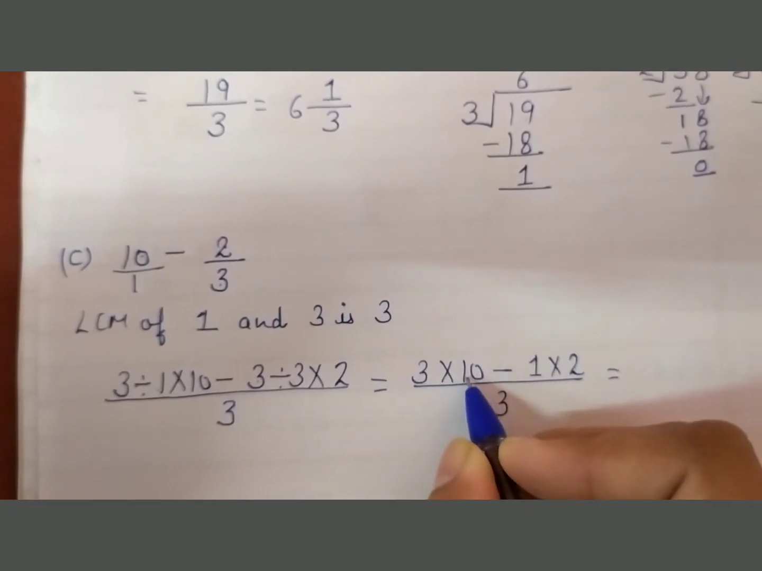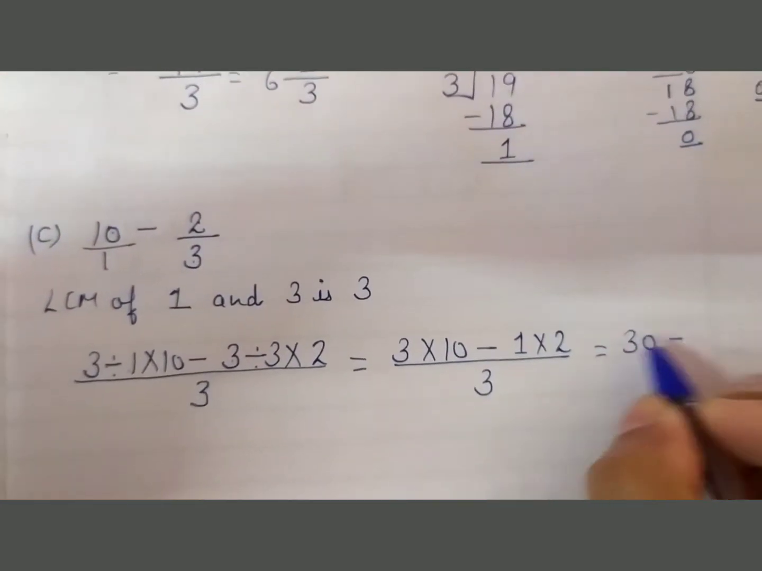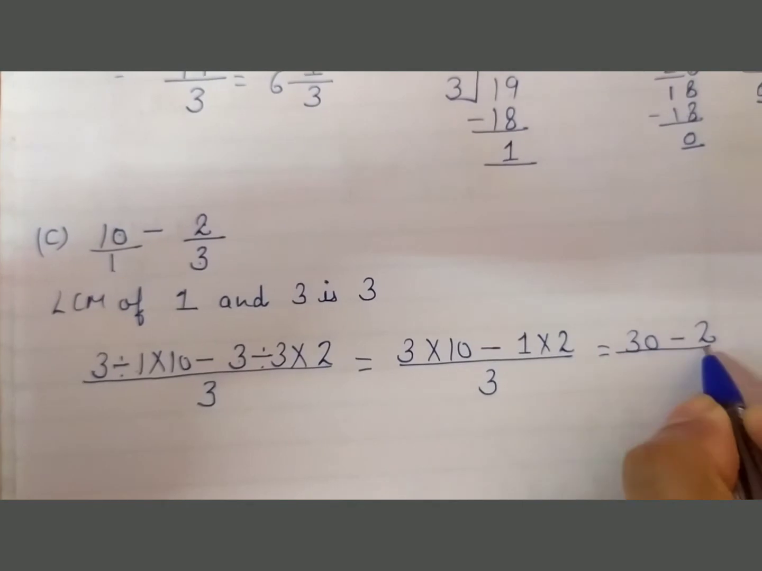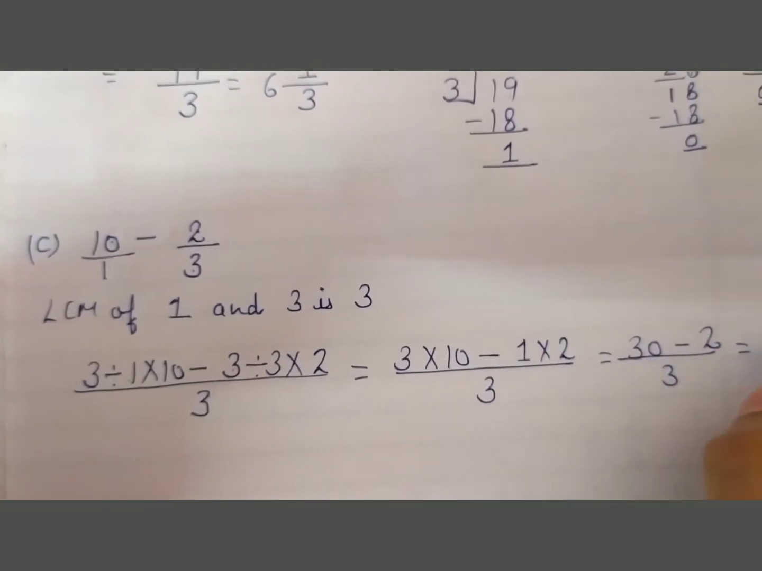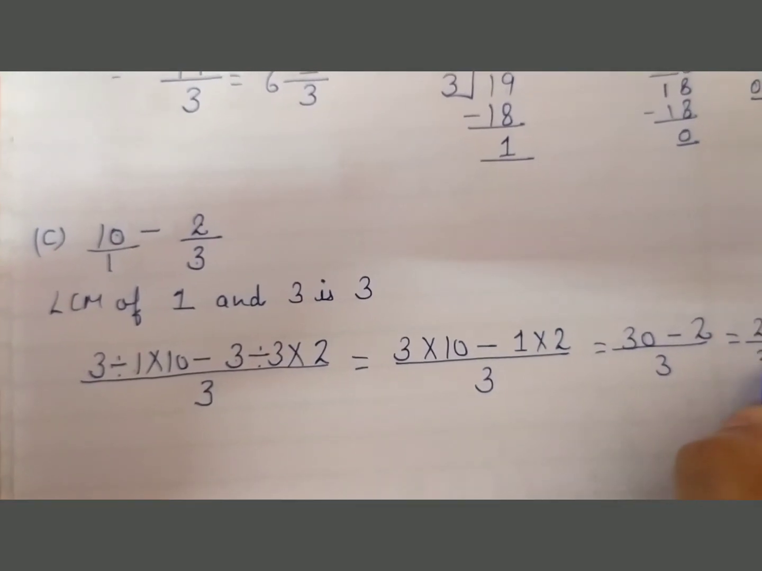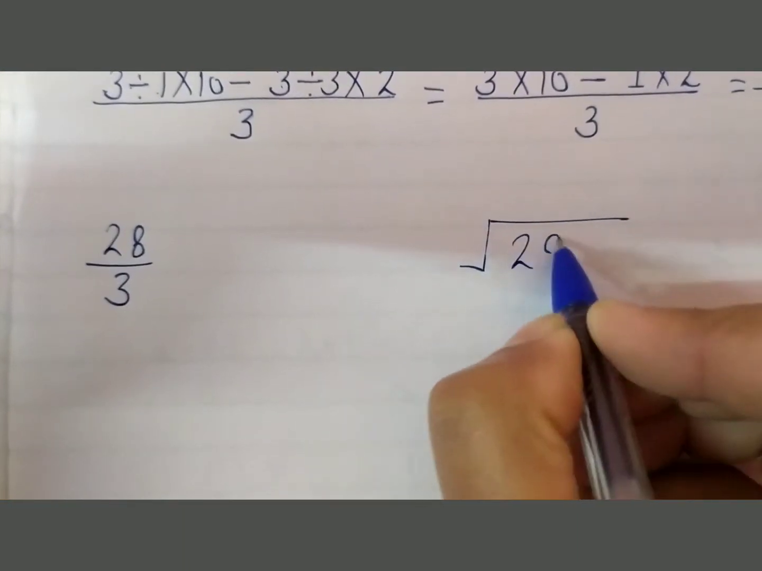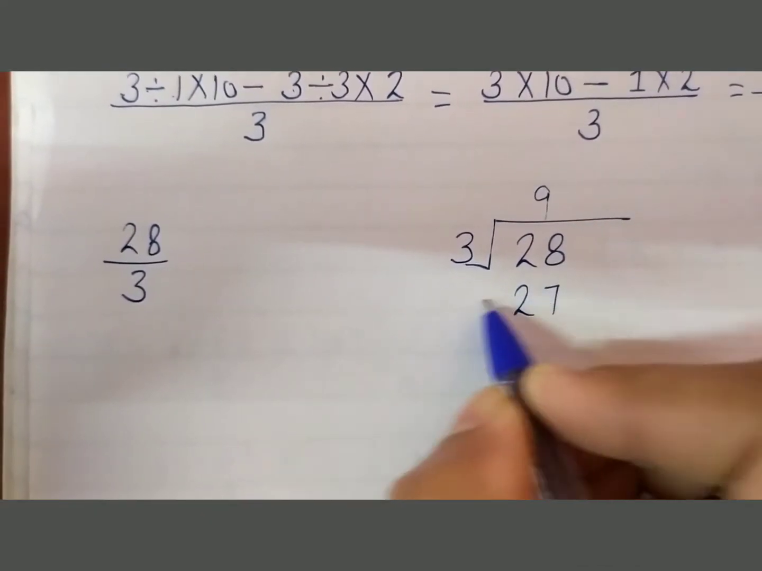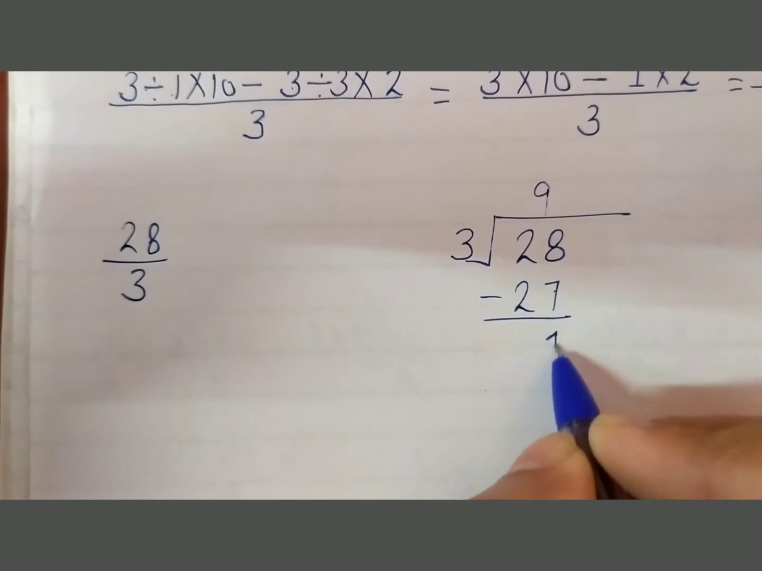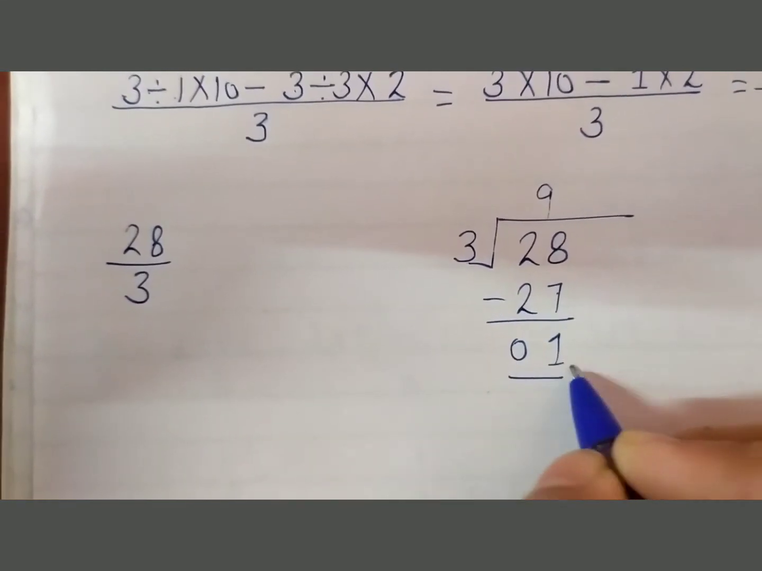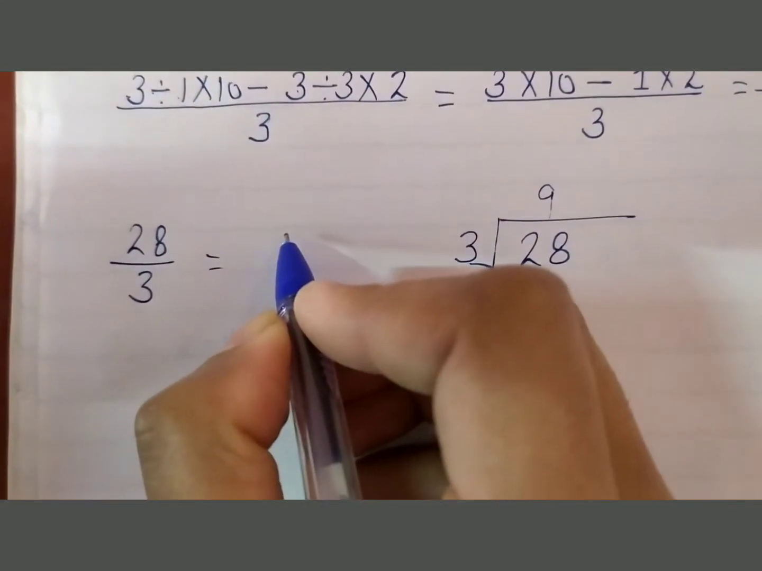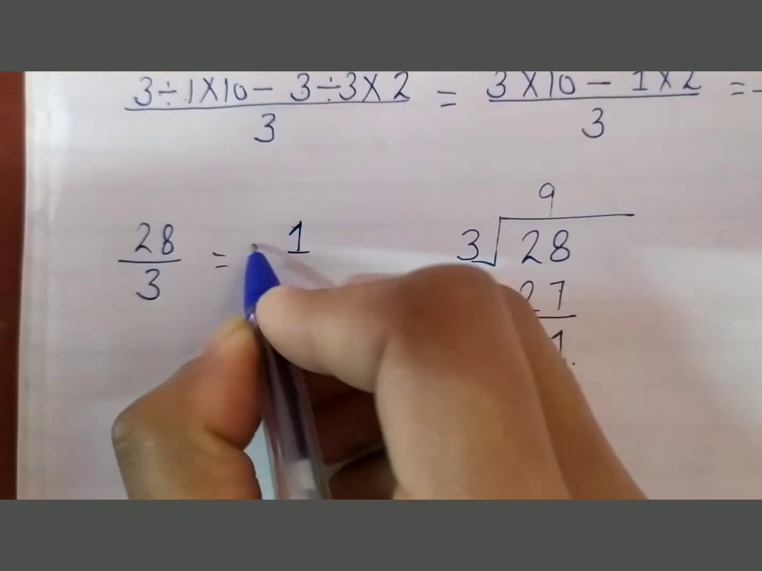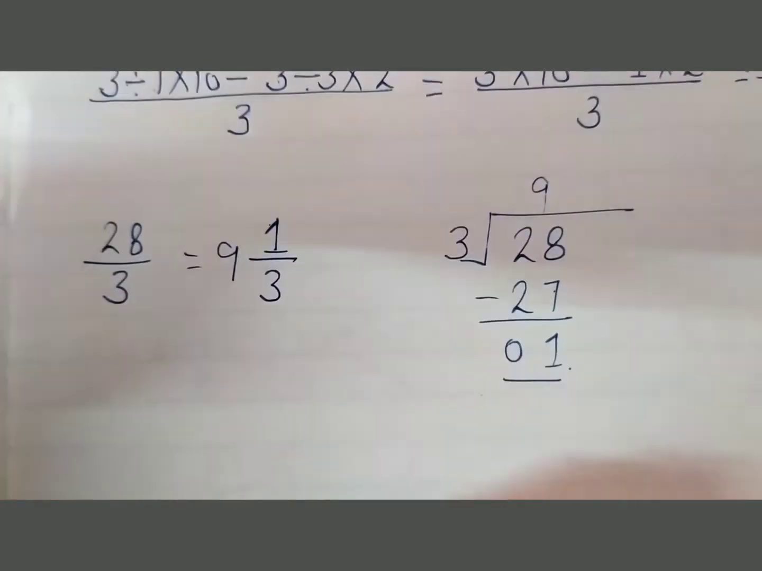3 multiply 10, 30 minus 1 multiply 2, 2 upon 3. 30 minus 2, 28 upon 3. 28 upon 3. Change into mixed number. Write 28, 3. 3 nines are 27. 8 minus 7, 1. 2 minus 2 equal to 0. 1 is a remainder. Write in mixed number. 1, 9 upon 3. This is the answer.